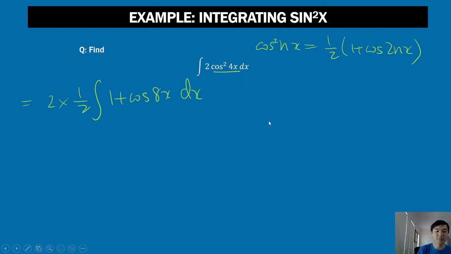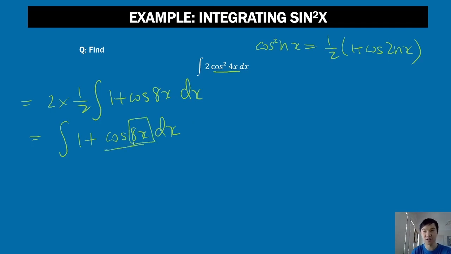Now the 2 and the half cancel out, so we're just left with integrating 1 plus cos 8x. And remember, this is a trig function, but inside the function we actually have a function, so we want to make sure we account for the reverse chain rule. The derivative of 8x is 8, so I want to make sure I have an 8 already multiplied on the outside before I can proceed to integrate. But I can't just randomly add an 8, I need to balance it out, so I'm going to divide by 8 as well at the same time.